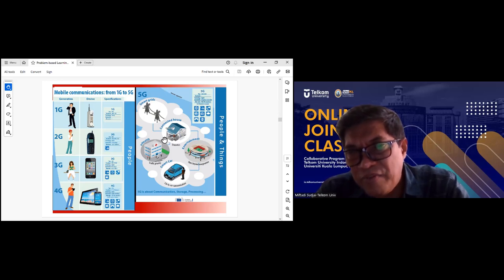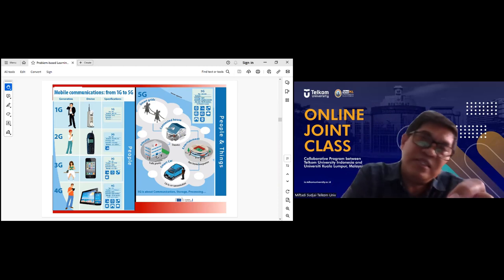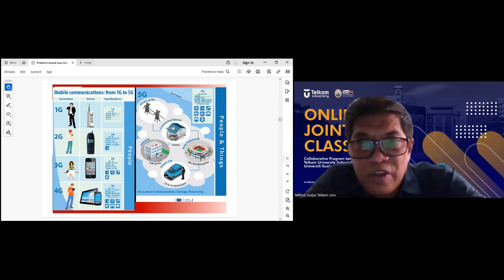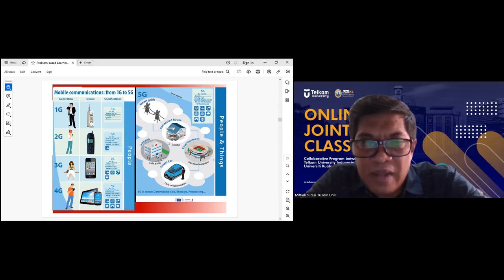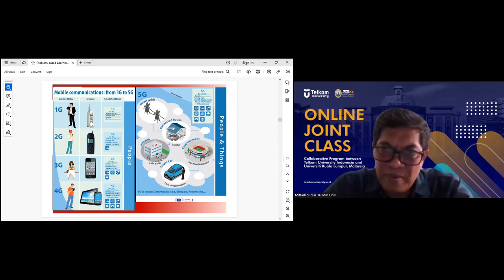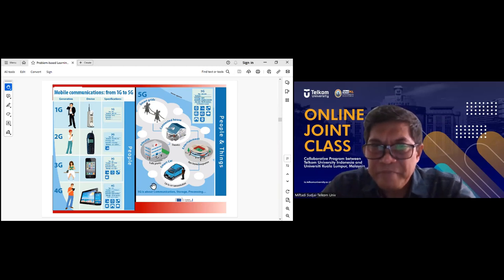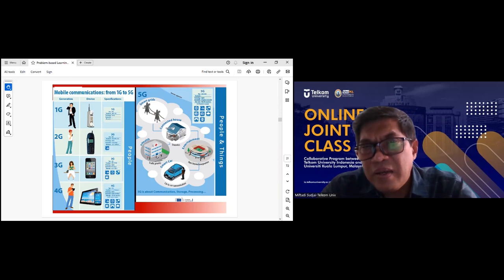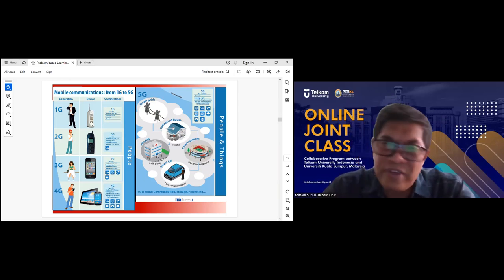So I think 5G will be a platform for the next generation, 6G, that will provide not only virtual reality and augmented reality, but eventually can also provide holographic communication. Okay. So in 5G, communication is not only by people to people, but also by things. Things to things, things to people, and vice versa.